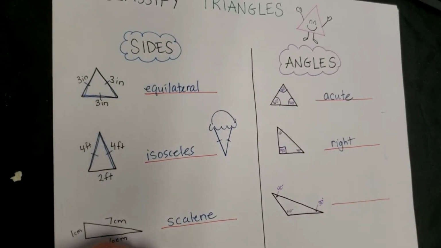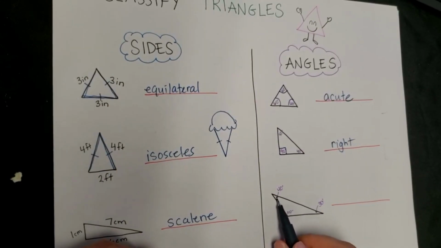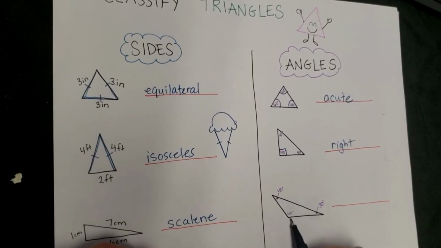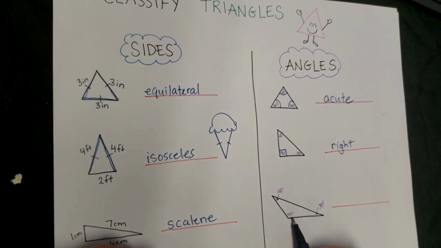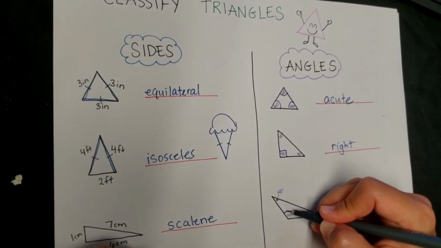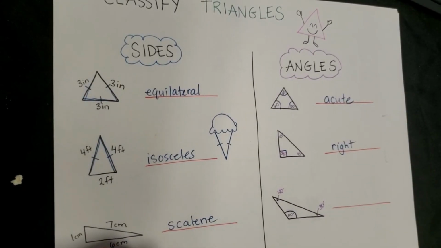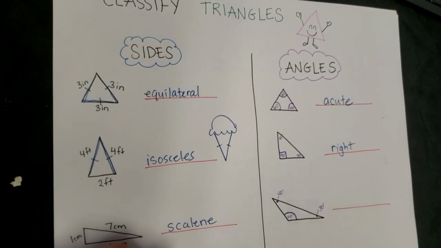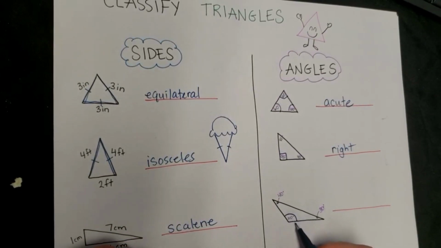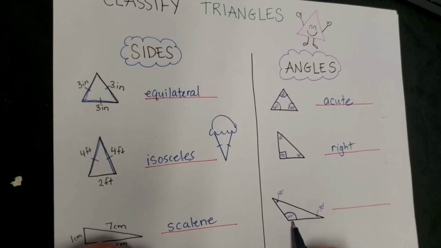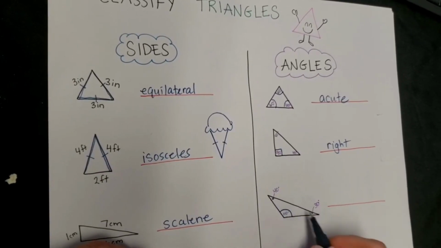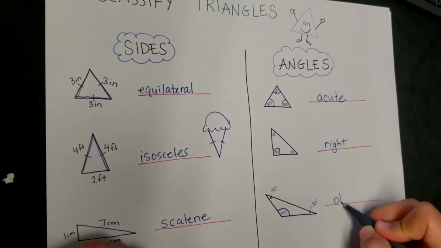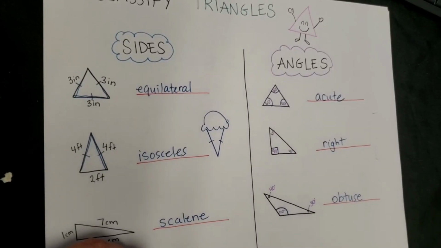The last one here, we have a 40-degree angle up here, a 30-degree angle here, and 110 degrees over here. This angle right here is greater than a 90-degree angle. When an angle is greater than 90 degrees and less than 180, of course, because if it's 180, it would be a straight angle, it is referred to as obtuse. When you have 1 obtuse angle and 2 acute angles, this triangle is referred to as an obtuse triangle.